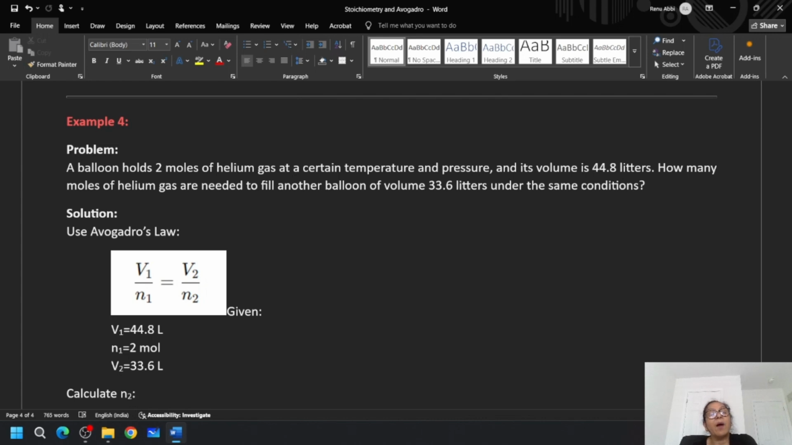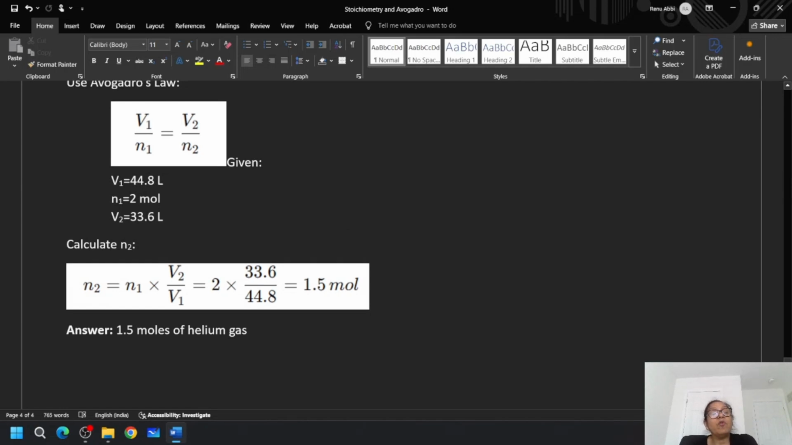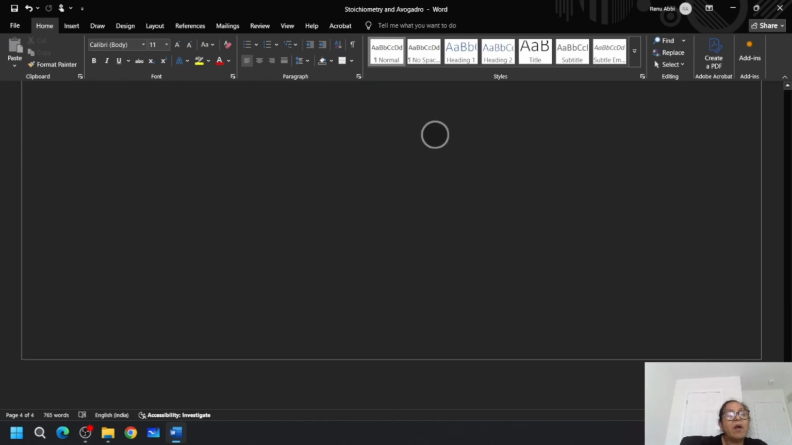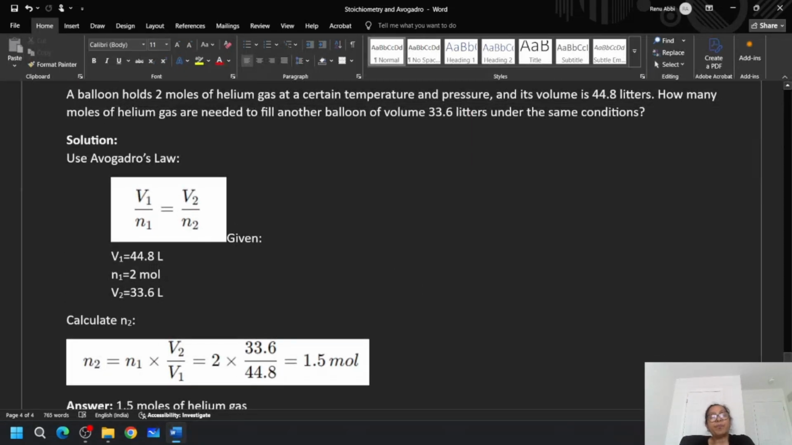Now here the volume is becoming 33.6. So it means we are reducing the volume, so the moles are also going to be reduced. So we have to calculate N2. Again cross multiply it, you know the crisscross method. N2 is equal to N1 into V2 upon V1. Putting in all the values given in the equations, 2 into 33.6 divided by 44.8. After cutting it, it will become 1.5 moles of gas. So this way we can calculate the number of moles.